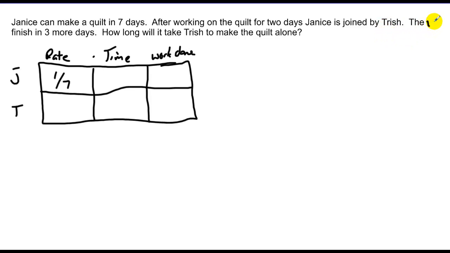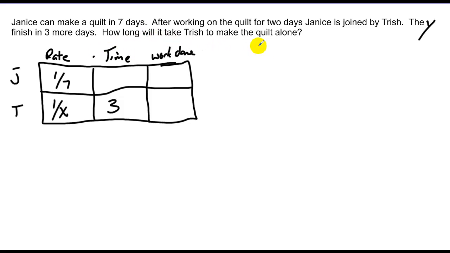They finish in 3 more days, and how long will it take Trish to make the quilt alone? So again, we don't have the time it takes for Trish to do the job alone, so we have her work rate of 1 over x, just like in the last problem. Trish in this case does 1 over x of the job for 3 days.